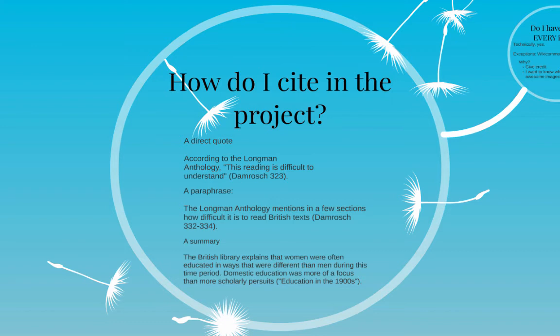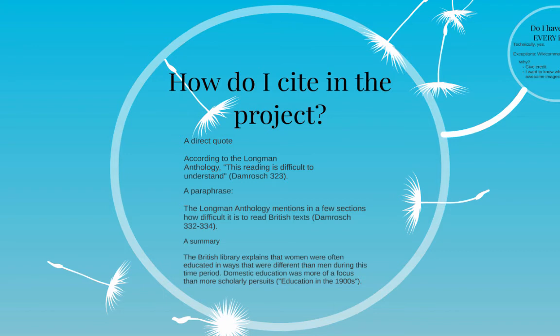Next, you should cite anytime you have a paraphrase. An example of that might be something like the Longman Anthology mentions in a few sections how difficult it is to read British texts. And you can see I put the author's last name and the page numbers that encompass that paraphrase. Or perhaps you summarize something from a library website.